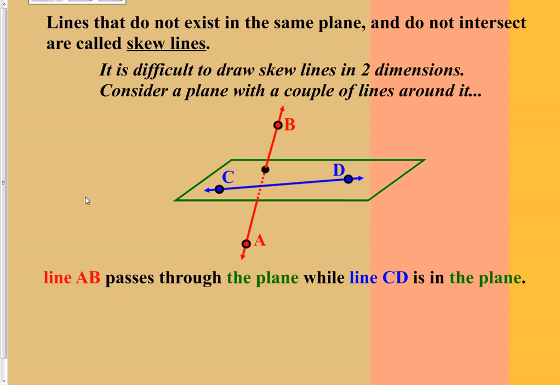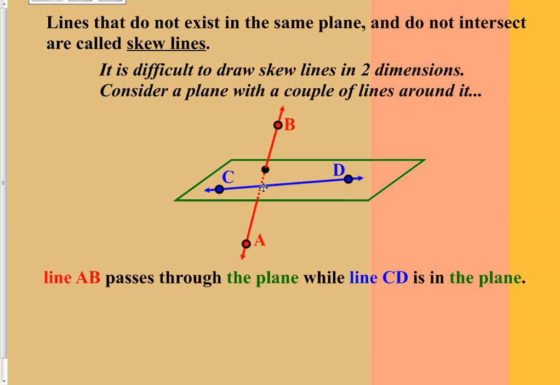Let's look back at the definition for skew and see if this fits it. They do not exist in the same plane, and they do not hit each other. Now, how do you know that they don't hit each other? It looks like they cross right here in this area. But remember, the dashed part of line AB is showing that it has passed into the plane, through the plane, and is on the bottom side of that plane now, where line CD is entirely in the plane.